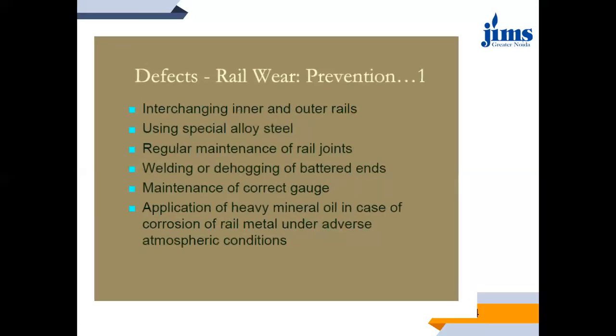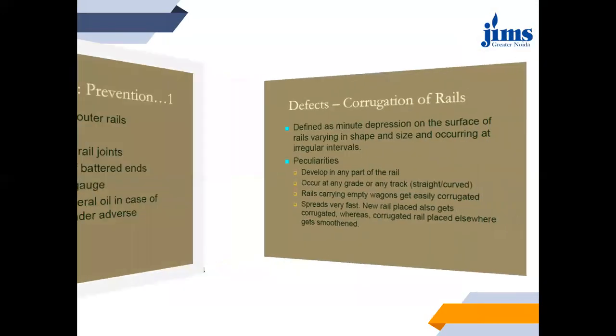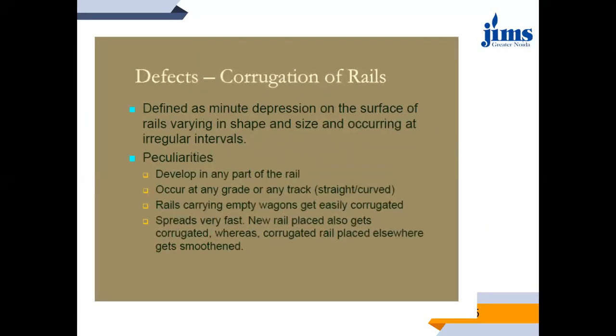Then apart from those measures, there are certain other measures like interchanging inner and outer rails, which can prevent rail wear. Then using special alloy steels. Then regular maintenance of rail joints. Then welding or dehogging of battered ends can be used to prevent rail wear. Then maintenance of correct gauges could be done, and application of heavy mineral oil in case of corrosion of rail metal under adverse atmospheric conditions can be used. So all these measures are basically used to prevent the rail wears at different positions of the rail section.